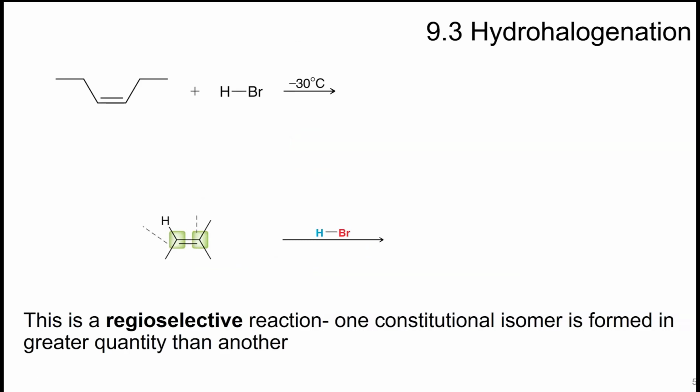So if we're trying to do this addition reaction, we can run this reaction at -30 degrees. Our skeleton stays the same, and we're going to add H on one carbon and Br on the other. So these are the two carbons that were in the double bond. That's where the reaction is happening. So we get 76% yield of that reaction. This is actually a regioselective reaction if you have an asymmetric molecule.